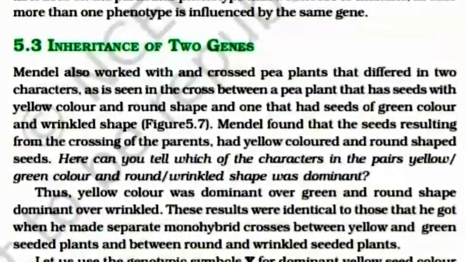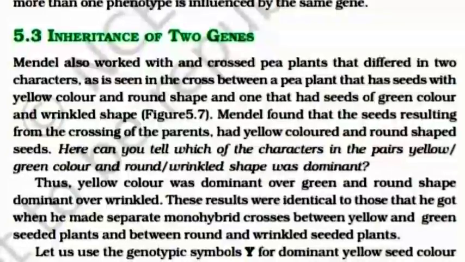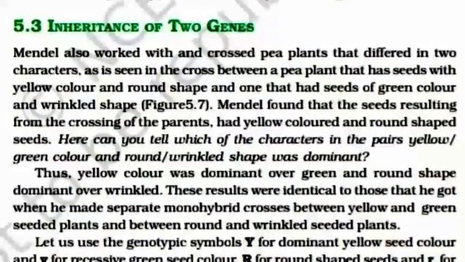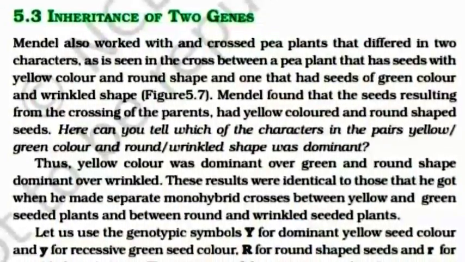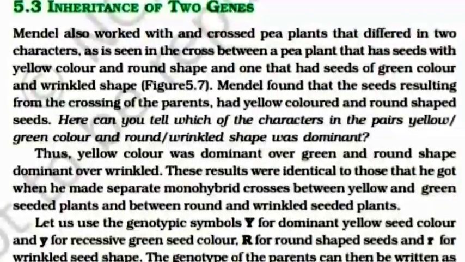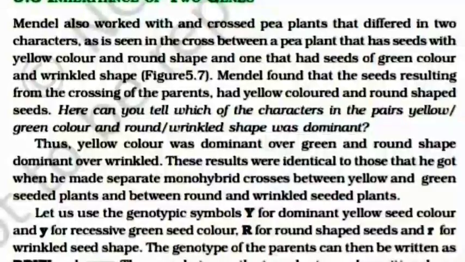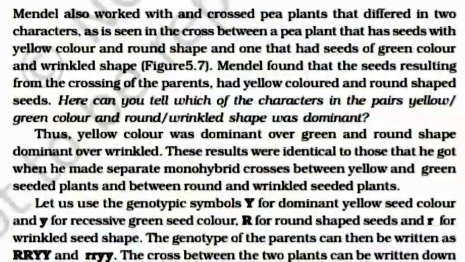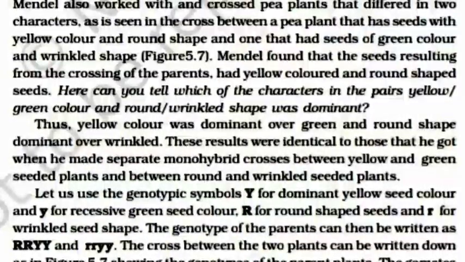Here, can you tell which of the characters in the pairs, yellow or green color and round or wrinkled shape, was dominant? Thus, yellow color was dominant over green and round shape dominant over wrinkled. These results were identical to those that he got when he made separate monohybrid crosses between yellow and green seeded plants and between round and wrinkled seeded plants.